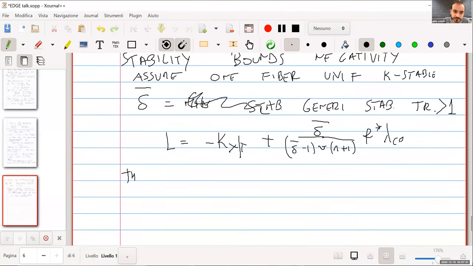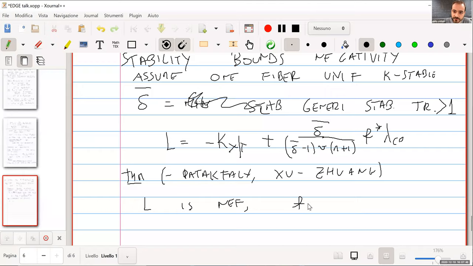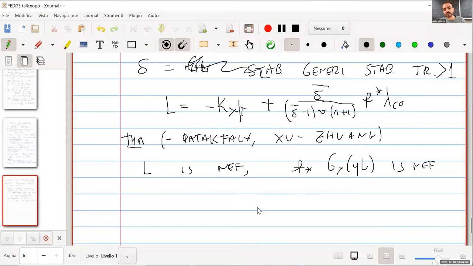And then a theorem, which is by myself and Jolt Patakfalvi, and also Xu Zhuang. So L is nef, and f_*(O_X(qL)) is nef. So you can apply your slope inequalities here with some care, of course. But you have this number to play a role. This δ-bar has to play a role.